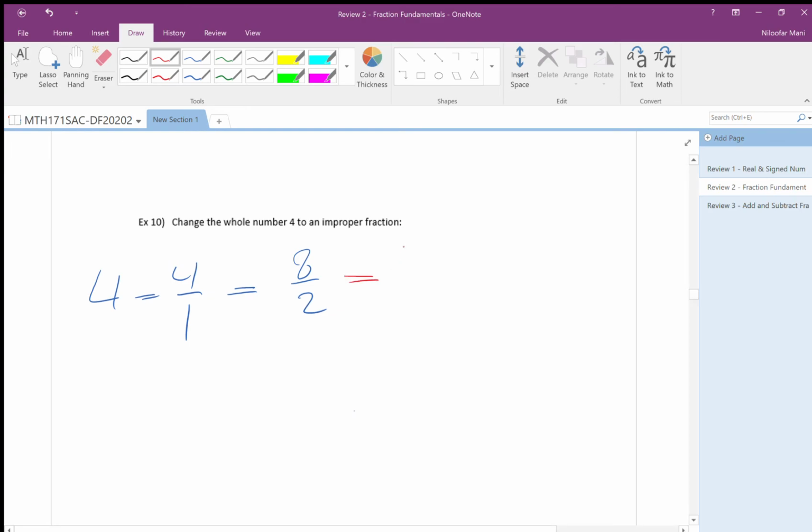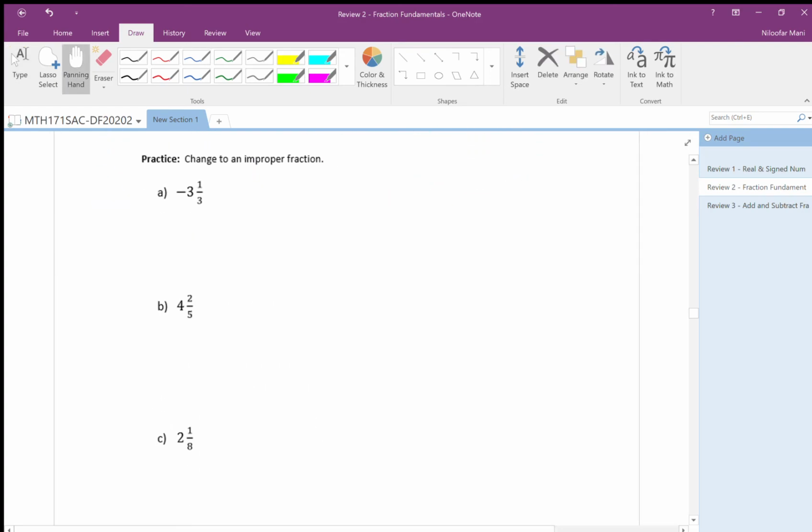So how about 12 over 3? I multiply by 3. And how about 16 over 4? All of them are the same. All of them are 4, and all of them are improper because the top is more than the bottom. So what did I do? The first one I multiplied top and bottom by 2, the second by 3, and the last one by 4. And when I do the same to top and bottom, I didn't change my question.